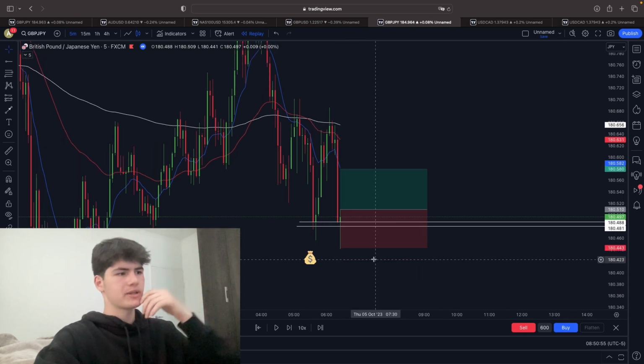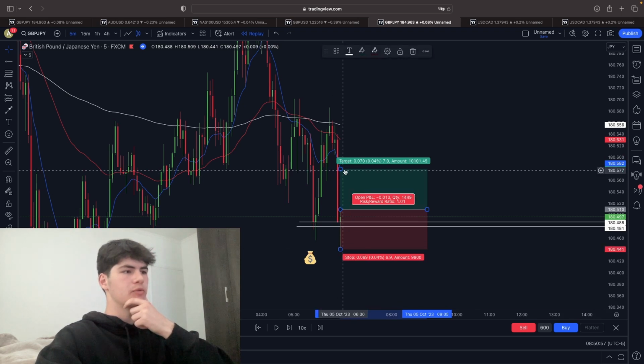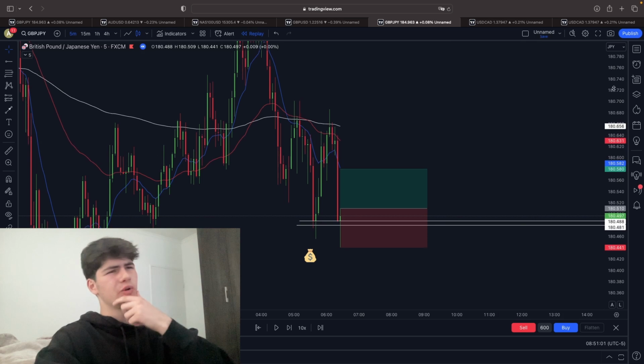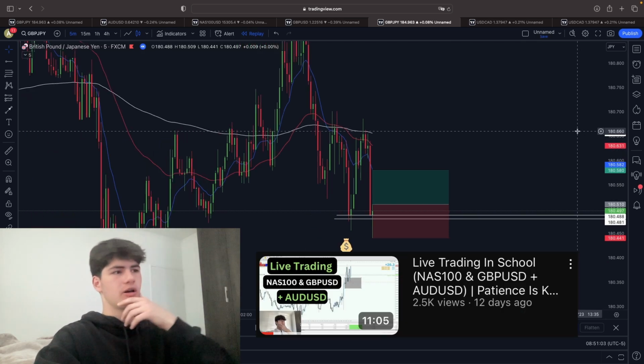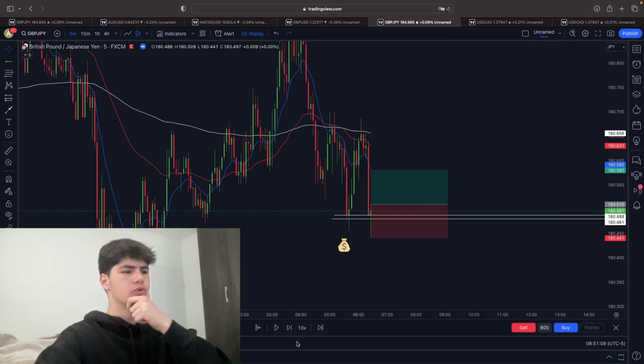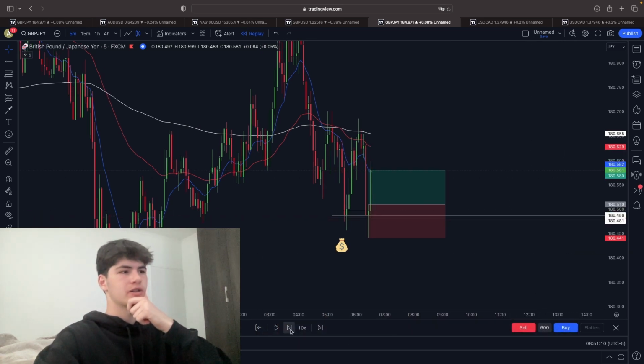Not all liquidity grab setups are going to win. You're going to come across some losers. Like, I did take an AU liquidity grab, I think it was like 2 weeks ago, and it lost. I have a live trading video on that. I think it was the live trading in school video. You guys can go check that out. That AU liquidity grab lost.